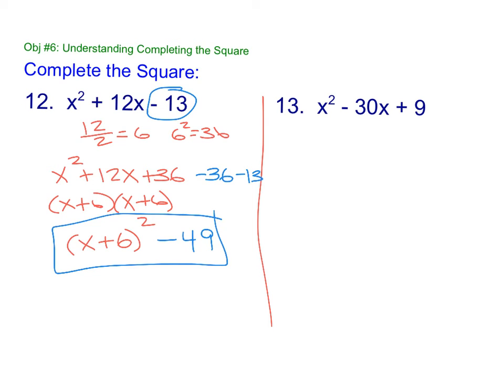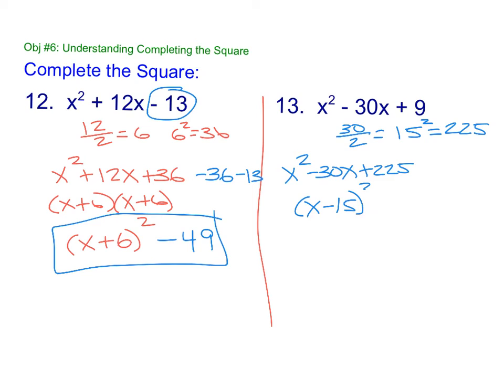Same idea. Take my 30 divided by 2. Notice I am ignoring the sign, because when you square a number, it always becomes positive, so it doesn't really matter. All right, so now it's 225. So x squared minus 30x plus 225. So that's my x minus 15 squared. So then I added 225, so that means I have to subtract 225 and combine that with 9.